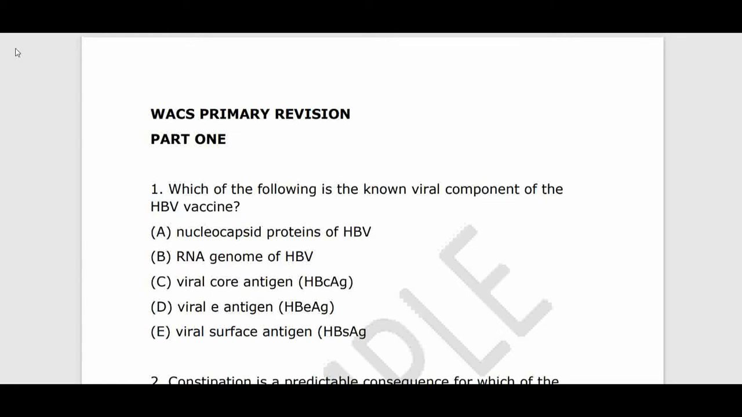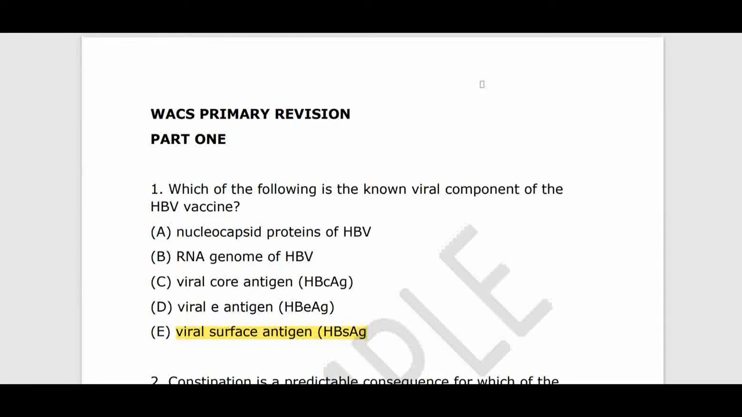Okay, so this is question number 1. Which of the following is the non-viral component of the hepatitis B vaccine? So the hepatitis B vaccine can be the single component vaccine you take as an adult in 3 doses, or it can be a component of the pentavalent vaccine you give to children. Either way, the component of the vaccine is exactly what you test for when you want to know if somebody has the virus or the disease, which is basically the surface antigen.